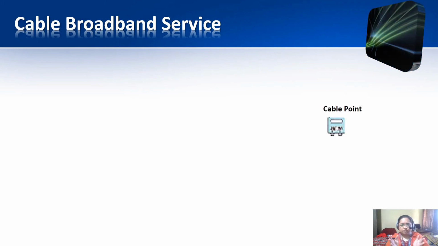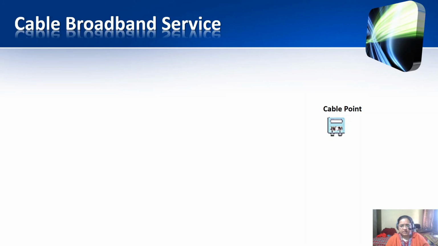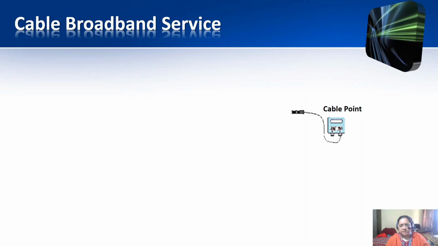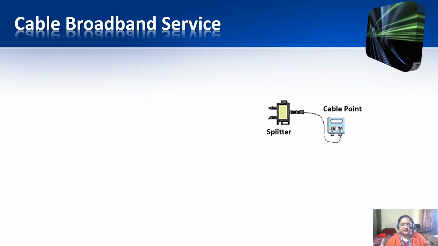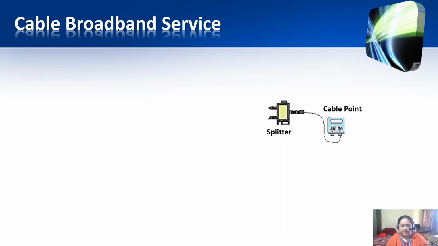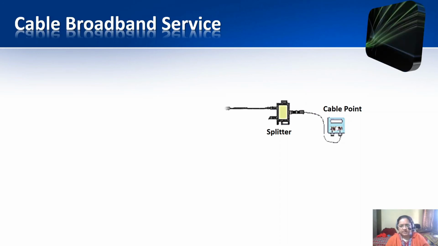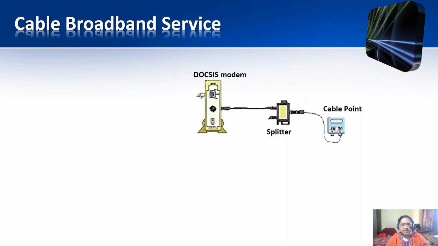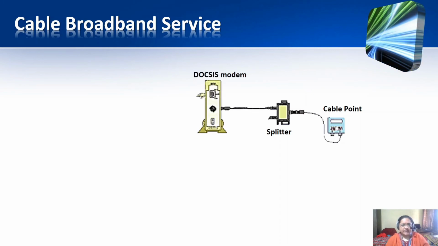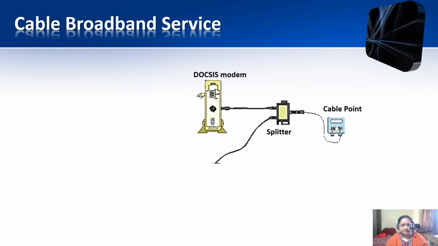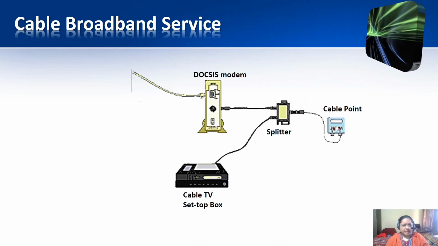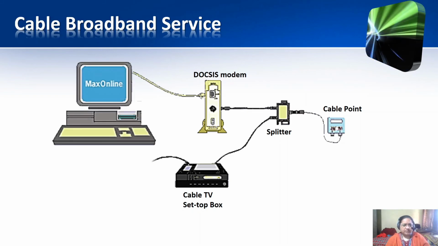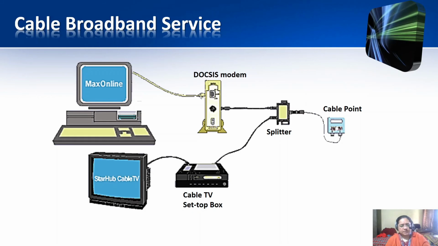Now, what is the home installation architecture? You have a cable point which goes into the splitter, that is the signals which are coming from your ISP are split via a splitter into two signals, which first goes into the DOCSIS modem, then it goes into the cable TV set-top box. This modem is connected to your computer and the set-top box is connected to the TV.